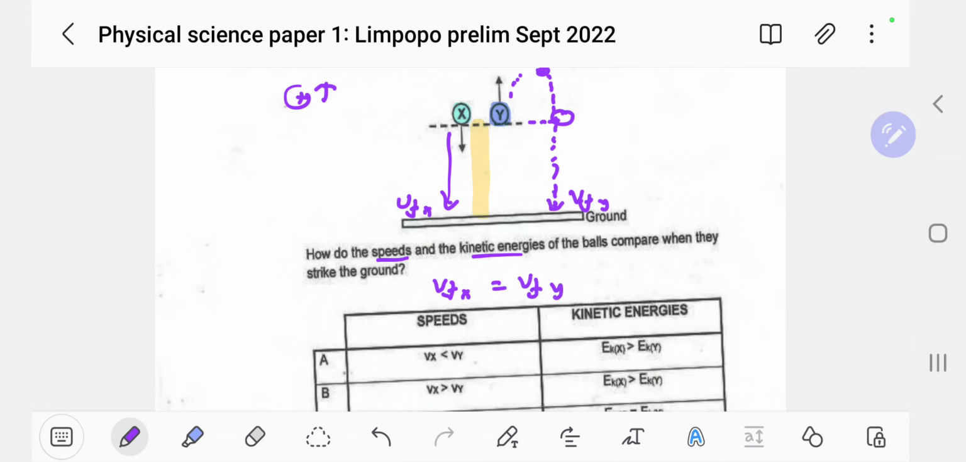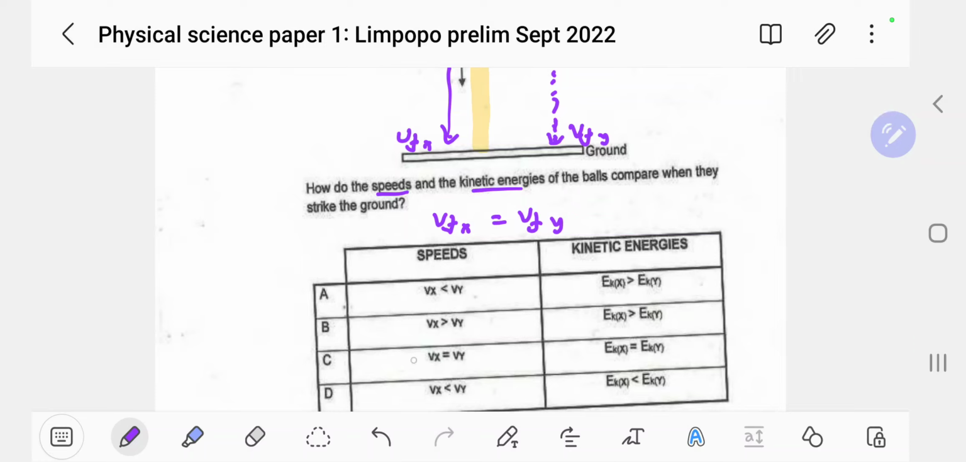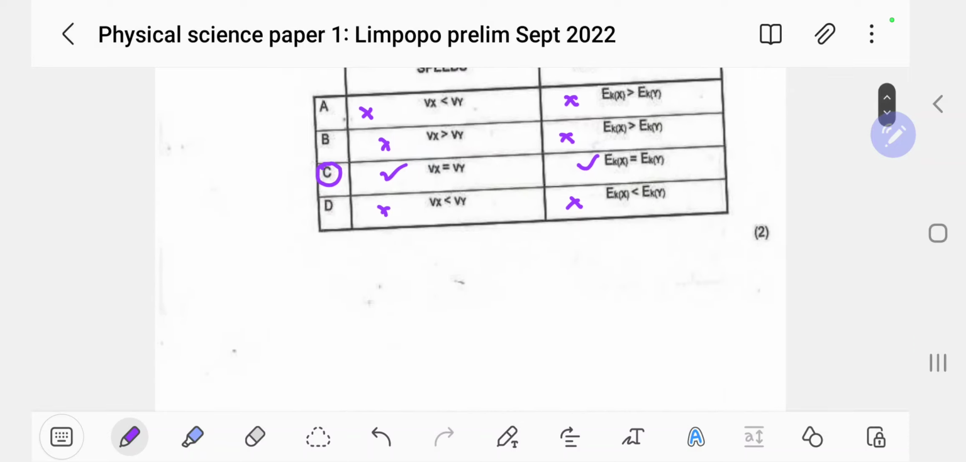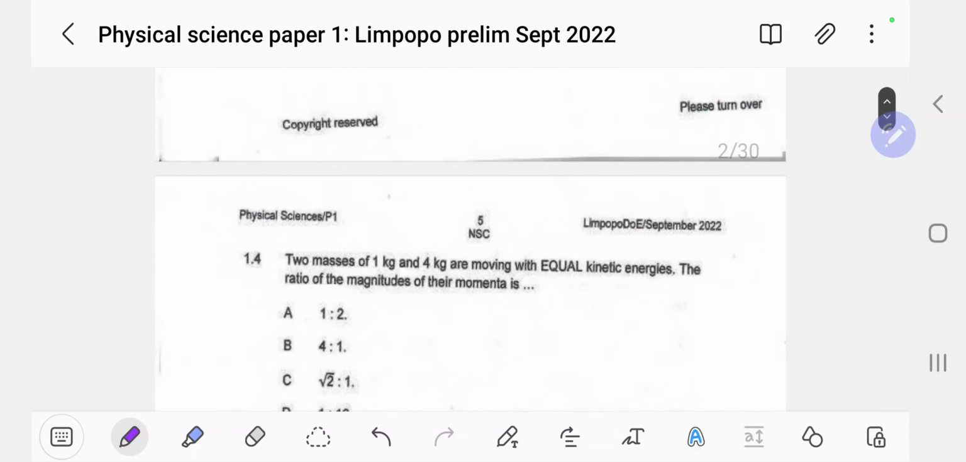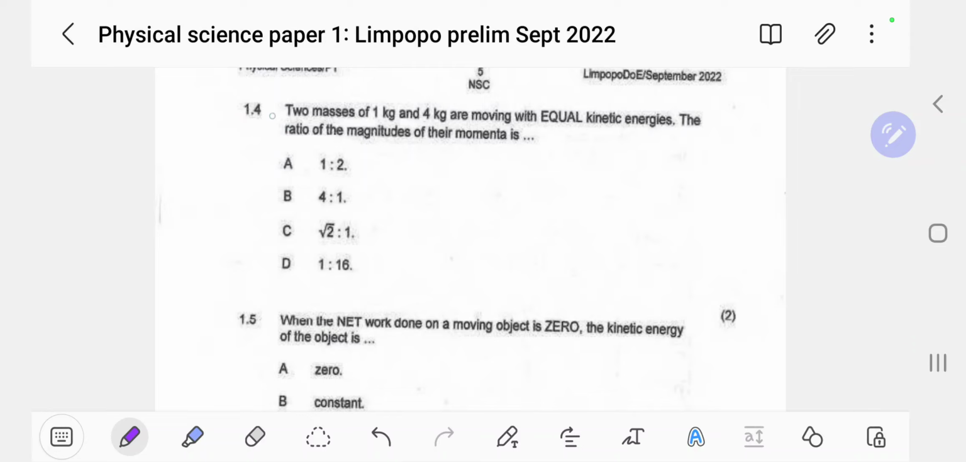And then what is going to happen here? Now, what about the speeds? They should be the same, right? Yes. And then what about their kinetic energy? If they arrive on the ground with the same speed and they have the same mass, they'll definitely have the same kinetic energy. So anything that says otherwise is already out. Anything that says there's an inequality there is out. So our answer is C. Okay, so I hope that is very easy to tell. But other questions are not as easy as that, so don't be too eager.